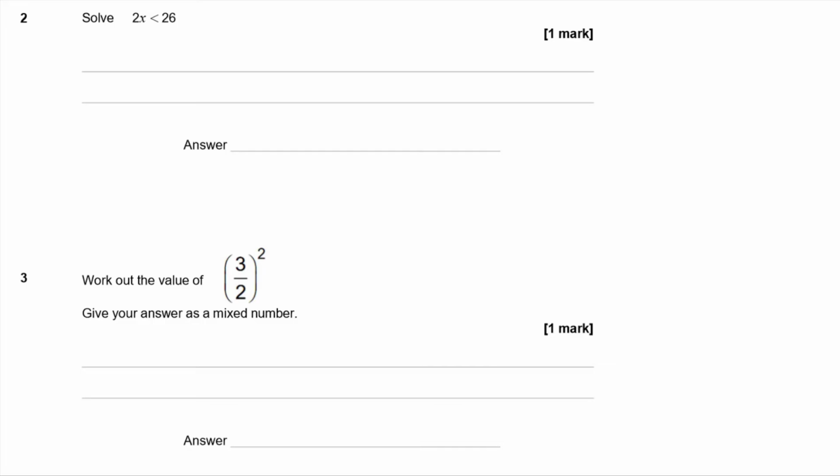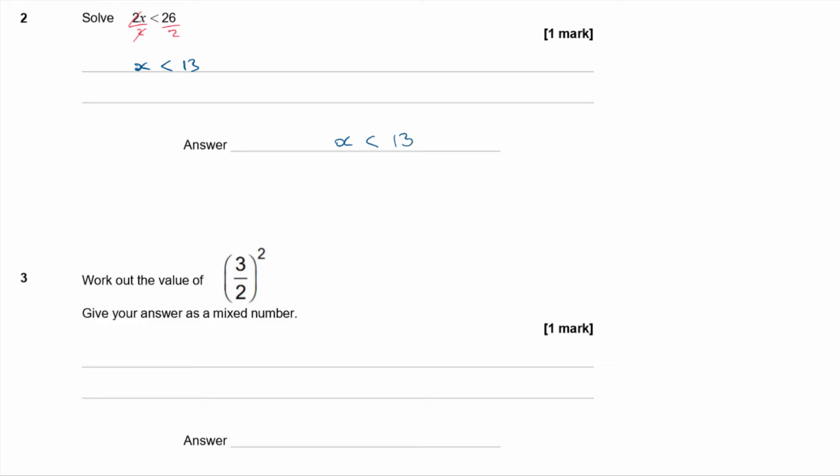Question 2, solve 2x is less than 26. So I've got an inequality here. It's a linear inequality. These solve the same way as equations. You just follow the same rules. If you had 2x was equal to 26, you'd be dividing both sides by 2. So that's what I'm going to be doing here. I'm going to divide both sides by 2. So that's going to cancel that and leave me with x. And on the other side, I've got 26 divided by 2, which is 13. So x is less than 13. That's my answer. x is less than 13.